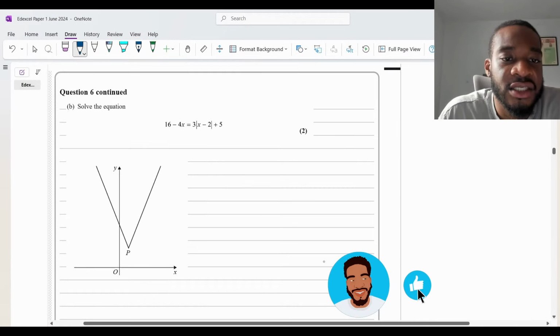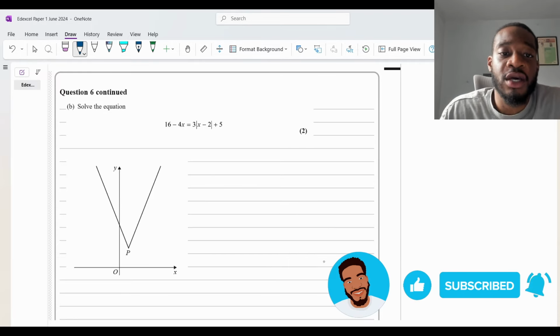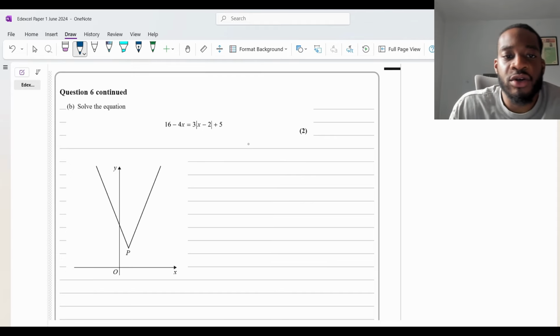Okay, so part B says, solve the equation 16 minus 4x is equal to 3 times the modulus of x minus 2 plus 5 for 2 marks. So whenever I'm solving modulus questions, remember, if I have the modulus of anything, this is equal to the plus of that thing, or the minus of that same thing, okay?